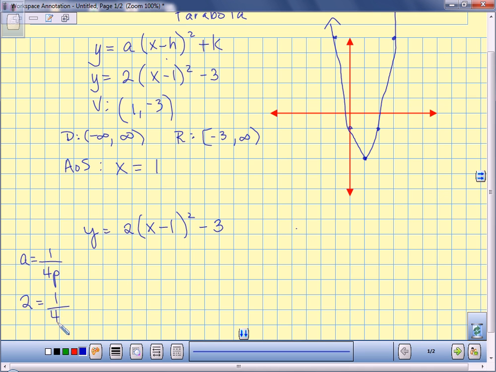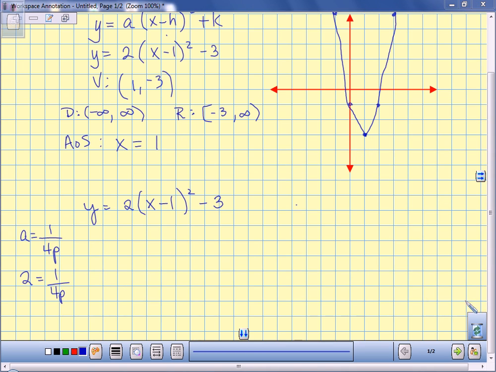Well, some of you can look at it and just tell me, but others of us are going to have to solve for it. So if we solve for it, we would get 8P, if we multiplied by 4P, equals 1, so P equals 1/8. So let's see, I'm going to graph this in green right on top of the other. So there's my vertex. My vertex is still the point (1, -3).